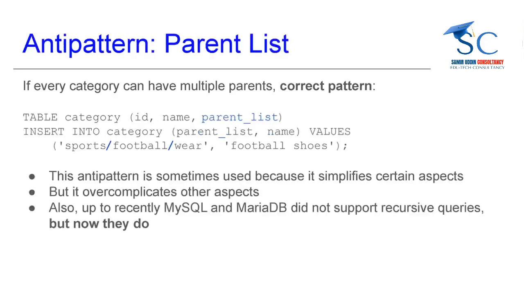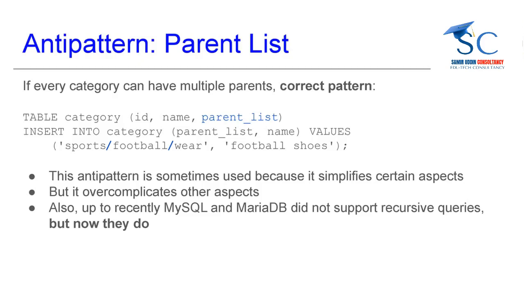There is also another anti-pattern. Hopefully it belongs to the past, but you can see it even nowadays. You could have a category table with ID, name, and then parent list, where the list is actually a list of category names or IDs, hopefully IDs. So I hope it is quite obvious why you don't want to have that nowadays.